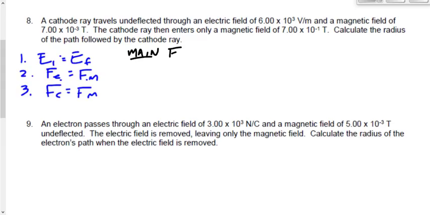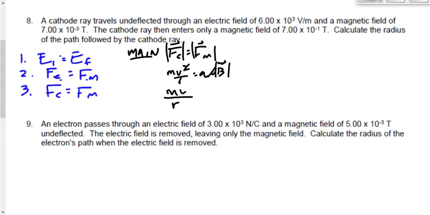So let's identify that, the main chamber. We have FC equals FM. If we're looking for a radius, it's got to be the main chamber, right? Because it's not going in a circle anywhere else. So we'll say mv squared over r equals qvb. V's cancel. I'm left with mv over r equals q times b. And I'm looking for the radius. So let's say r is equal to mv over q times b.